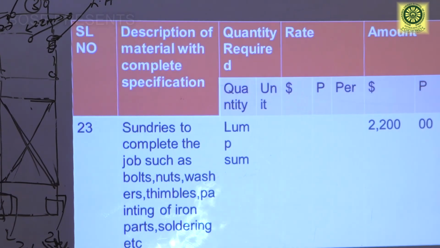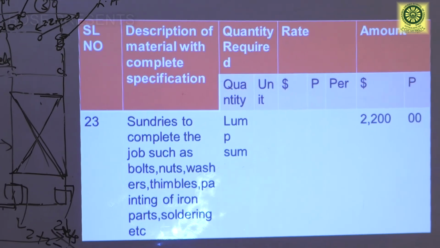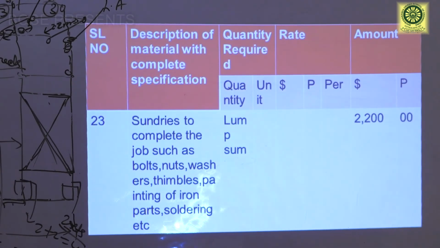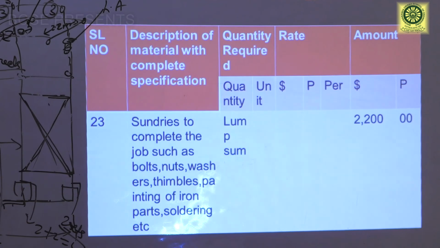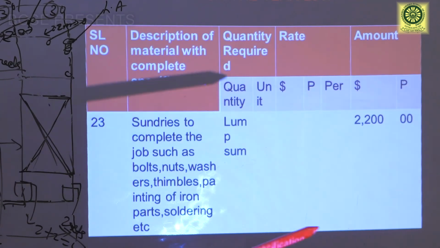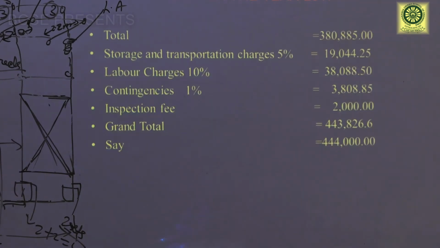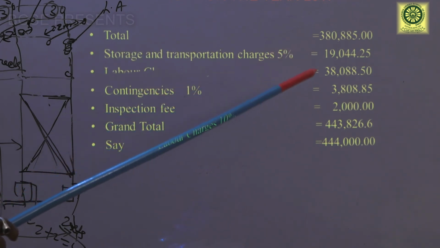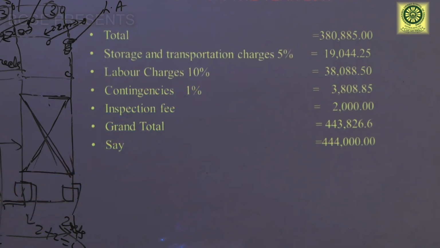Next, sundries complete jobs such as bolts, nuts, washers, thimbles. These are lump sum requirement. Approximately it is taken 2200. So total after calculating we are getting 3,80,885. Storage transportation charges are always taken 5%. So 5% of this is 19,044 and 25 paisa.